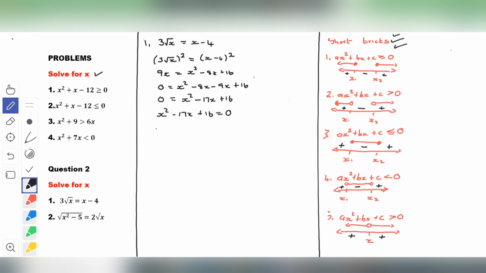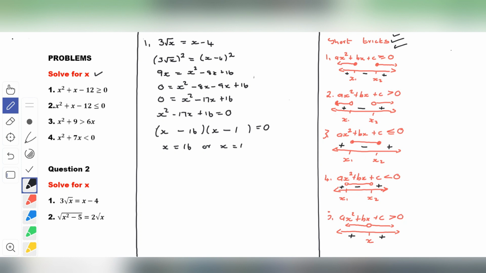So now we solve for x. I prefer factorizing. But if you don't know the factors, kindly use the quadratic formula, guys, to avoid mistakes. Then we can see that x is equal to 16 or x is equal to 1. Then we are done solving this kind of equation.